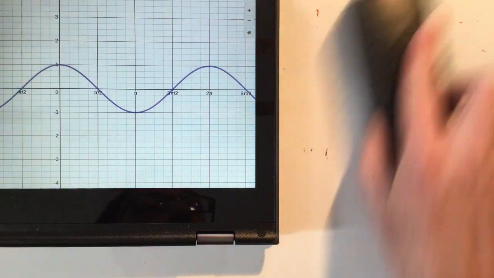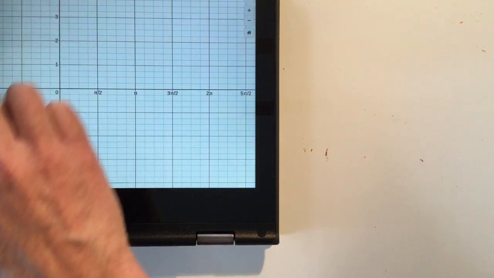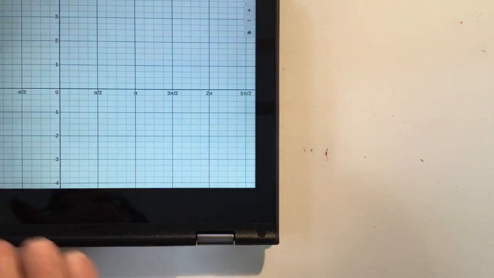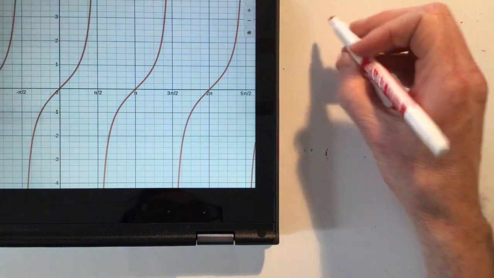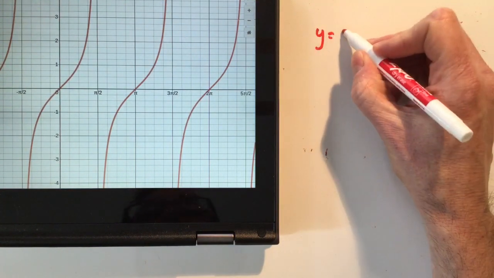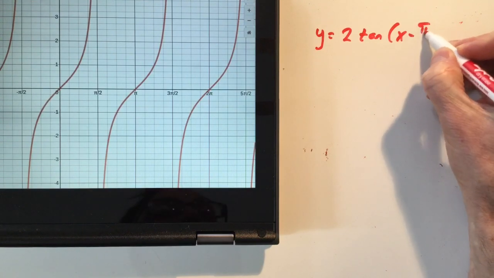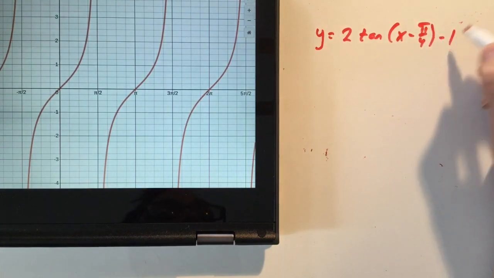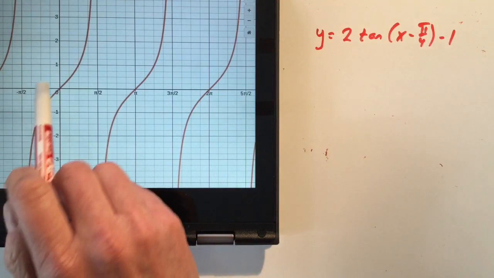Okay. Now the tangent curve is going to be slightly more complicated, so let's take a look at what the standard tangent curve looks like. Okay, that's the tangent curve. Now, if I wanted to graph something a little more complex than that, like 2 tan(x minus pi fourths) minus 1, the positive thing about the tangent curve is the point of inflection is also at the origin.